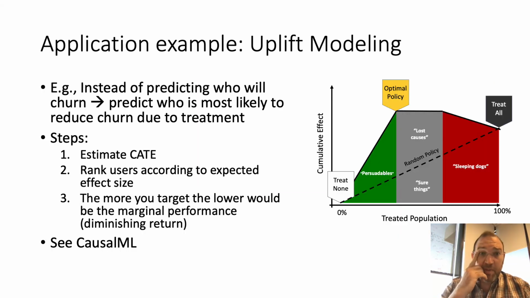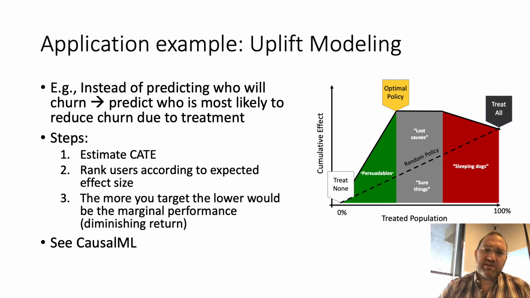An application example. Uplift modeling is, I think, one of the best usages of causal inference, or one of the simplest ones. In uplift modeling, instead of predicting, for example, who will churn, we predict who is most likely to reduce their churn probability due to treatment. The way this model works is that we estimate the effect, we build a model for the effect given that we treat or not treat, and then we rank users according to the effect size. If we do that correctly, then once we treat a subpopulation, we will treat only the persuadables, people whose churn behavior we can actually reduce.